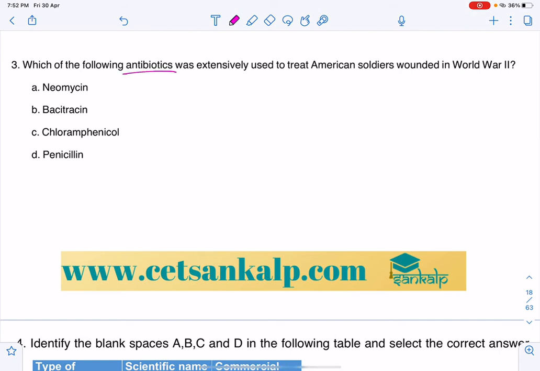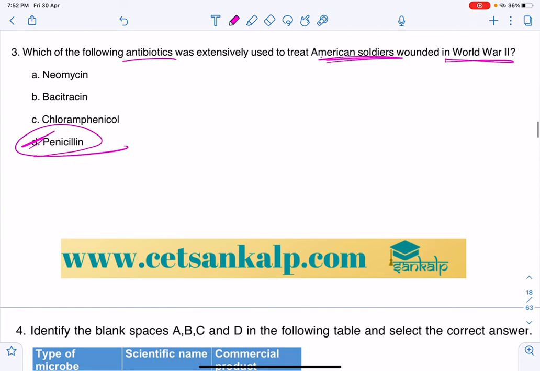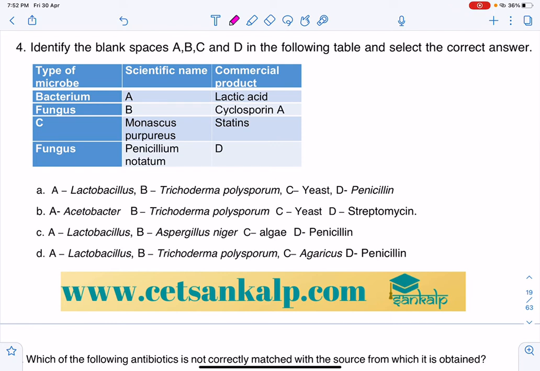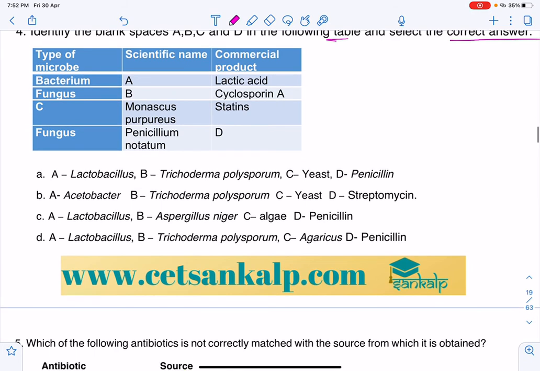Which of the following antibiotics was extensively used to treat American soldiers during the Second World War? That is the one obtained by Alexander Fleming, that is penicillin. Next. Identify the blanks A, B, C, D in the following table and select the correct answer. So the bacterium used to obtain lactic acid, that is Lactobacillus. So A is Lactobacillus, and the fungus for cyclosporin A is Trichoderma polysporum.